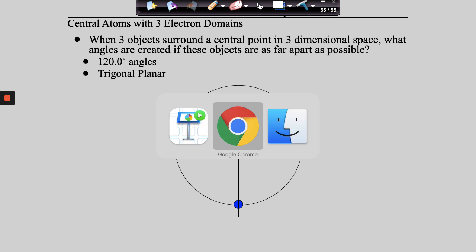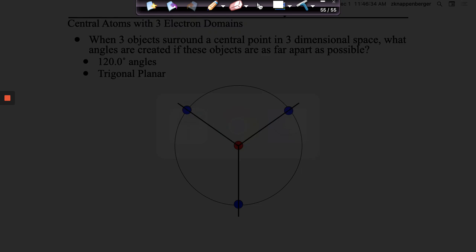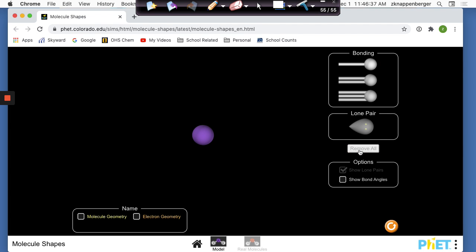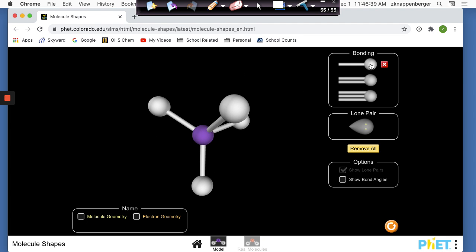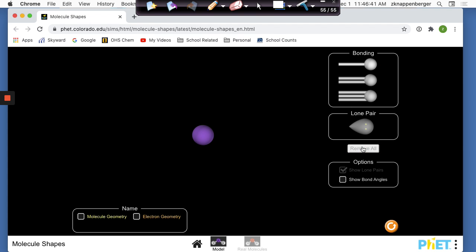Okay, so let's jump over and take a look at this 3-dimensionally. Cleaning up our mess here, 1, 2, 3 domains. And this is the molecule that we create.